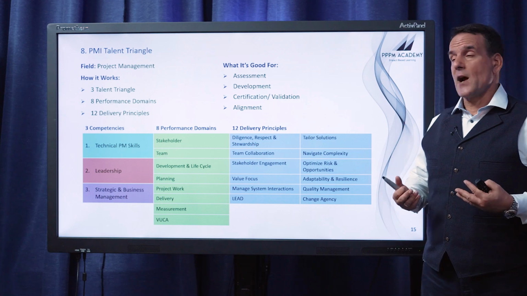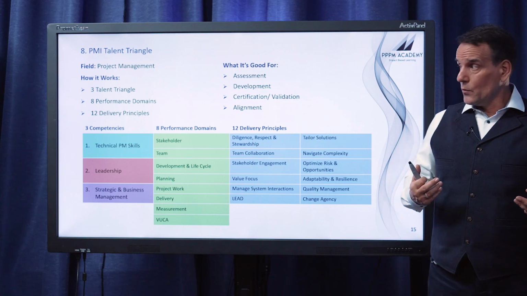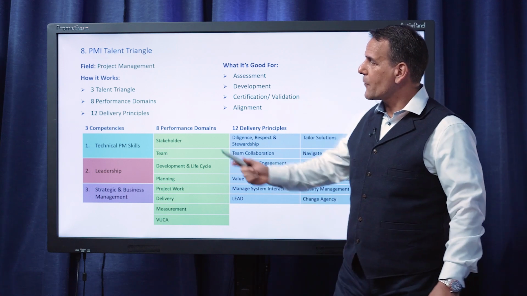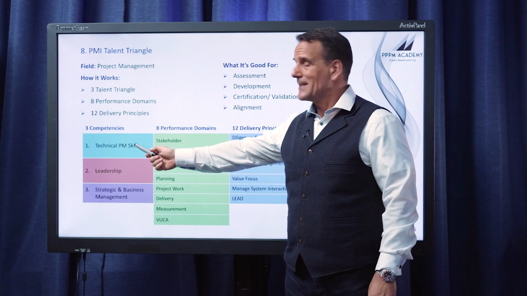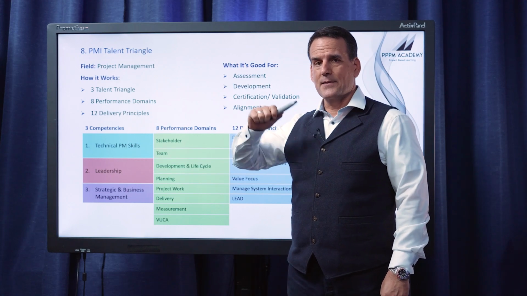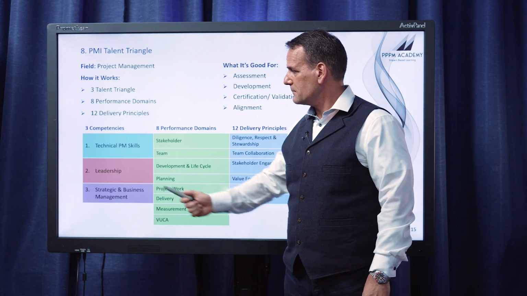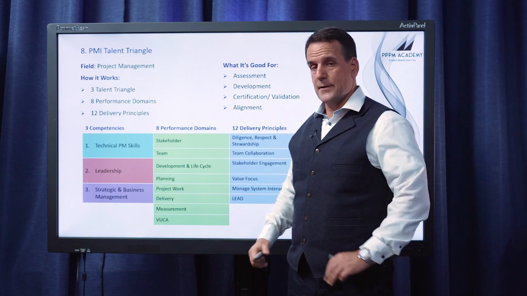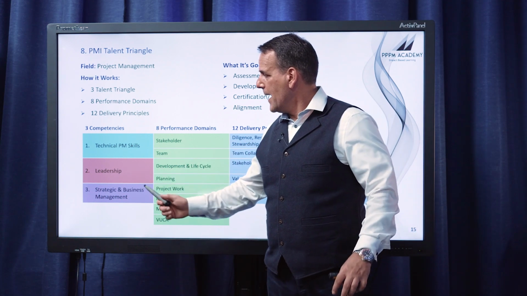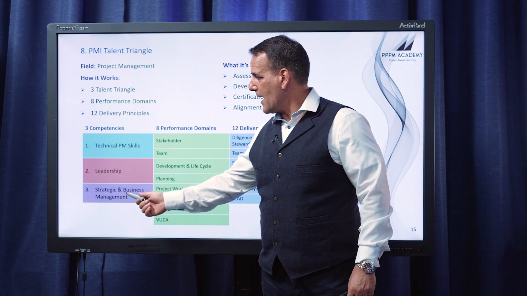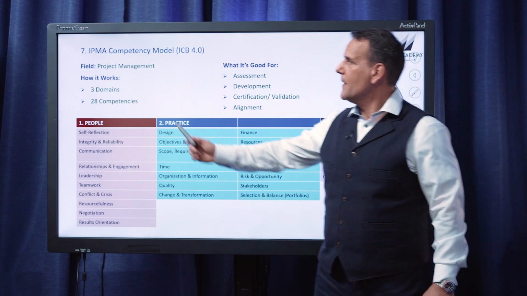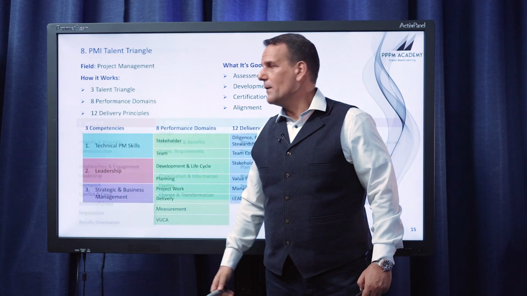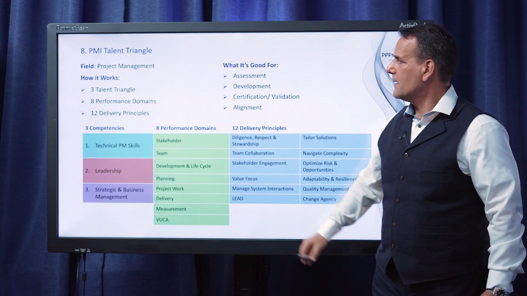PMI, a little bit after IPMA, came up with their own version, okay? And they have 3 core competencies, which are technical skills. Every project manager needs some kind of technical know-how. They definitely have to be a leader. That's a different skill set category. You have strategic and business models. Now, here it's called competencies. I would probably say that's the equivalent of domains, okay?